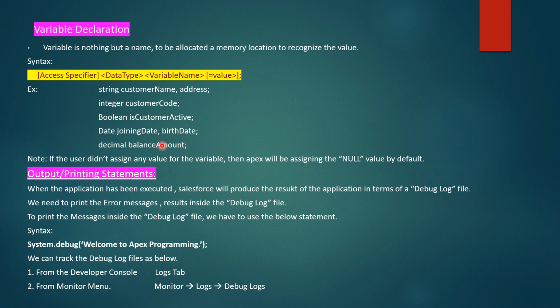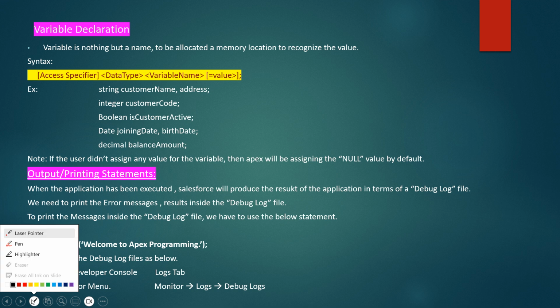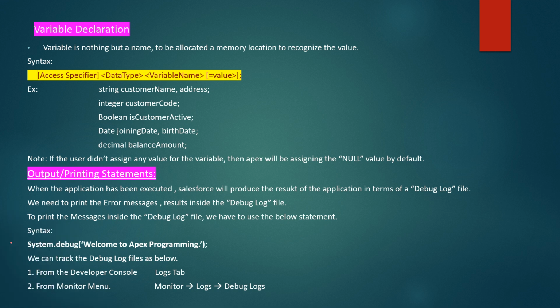Decimal, balance amount. Decimal can hold both numbers and decimal points. For larger or longer values with more storage, we can also use double, but generally we use decimal to store numbers along with the decimal point. If the user didn't assign any value to the variable, then Apex will assign null by default. Apex itself will assign a null value here.